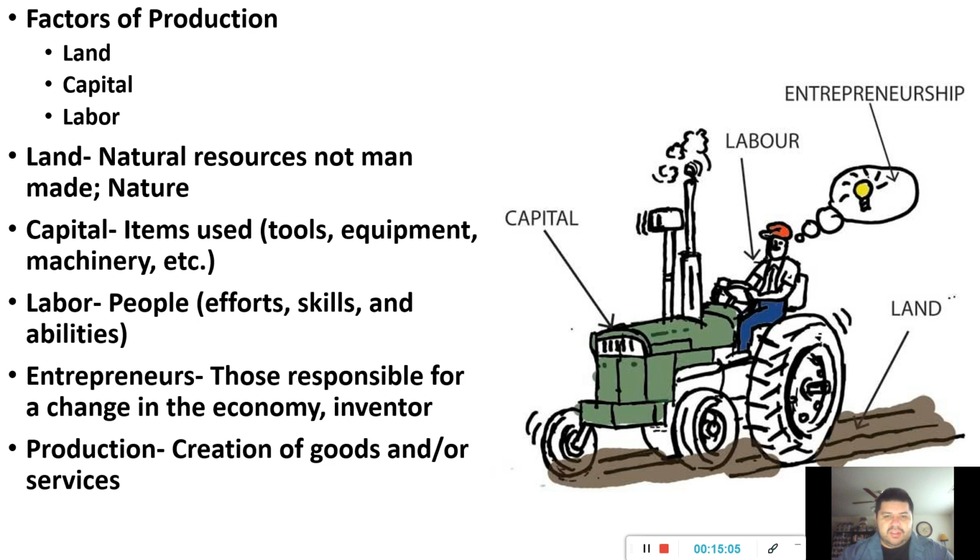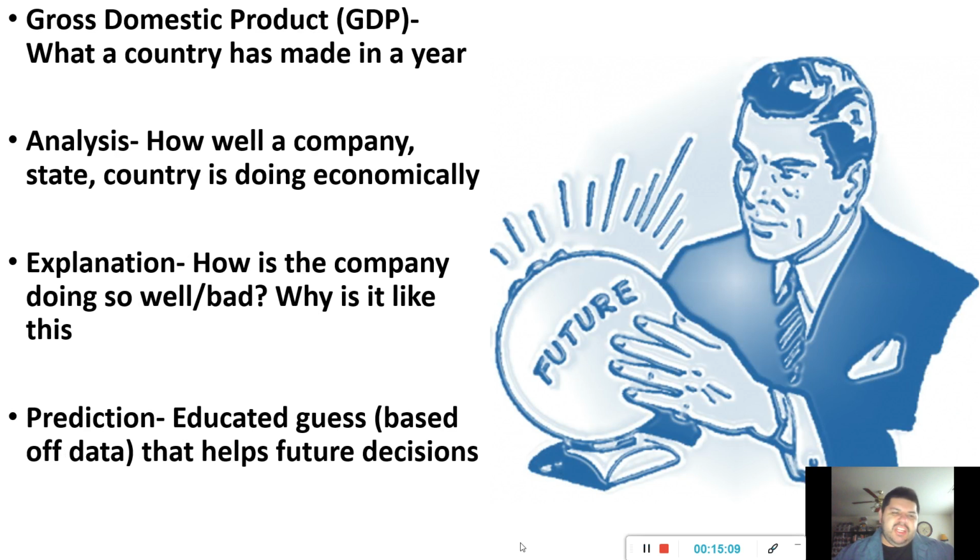All right, so the GDP, gross domestic product, is basically what a country has made in a year. Okay. Now, here's the thing. This is something with business. There are three things when it comes to businesses and how they make decisions about how they are going to make things.